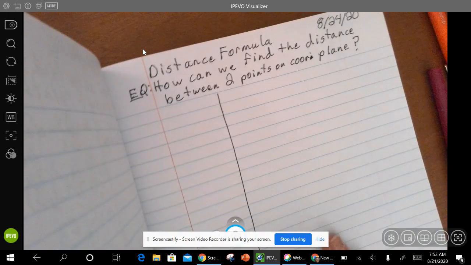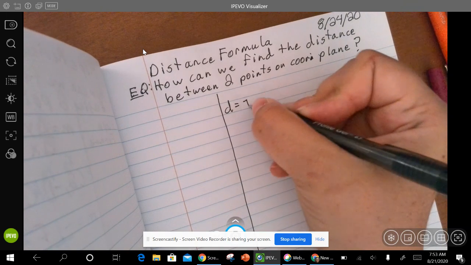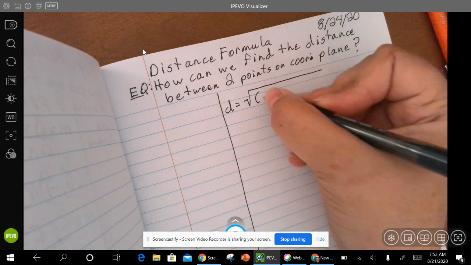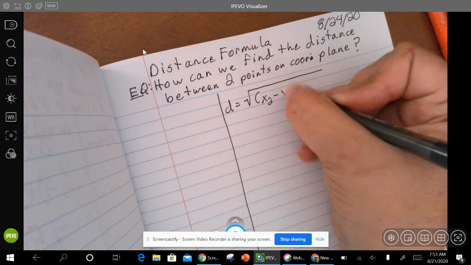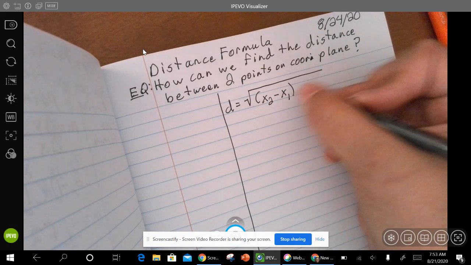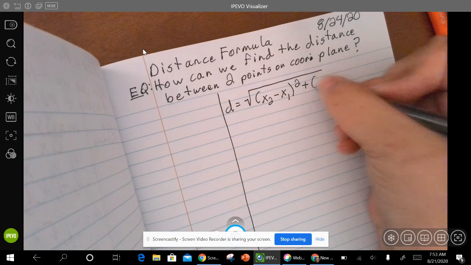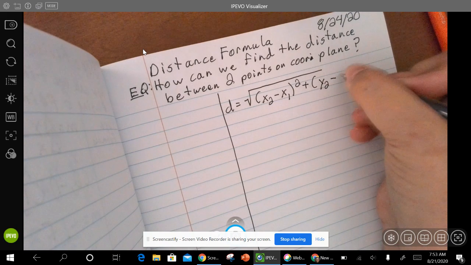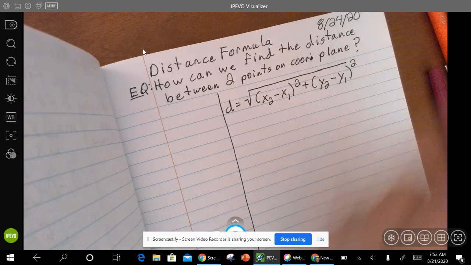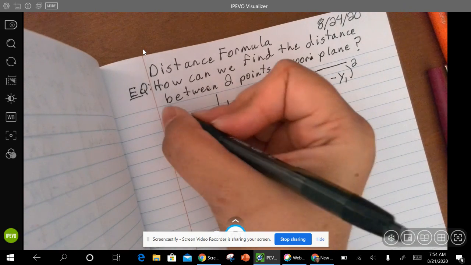So the distance formula, everybody: distance is equal to, and you're going to be like, oh, it's similar to what we were doing with slope. So it's x sub 2 minus x sub 1 squared plus y sub 2 minus y sub 1 squared. So this is the distance formula.